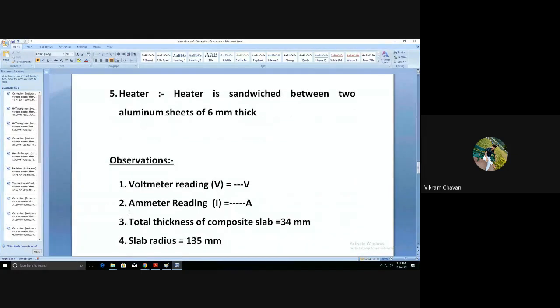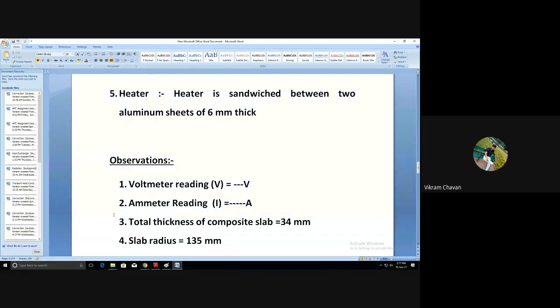Then the second thing is the thickness of the composite wall. The total thickness of one side of the composite wall is 34 mm: 12 mm MS plate, 12 mm bakelite plate, and 10 mm wooden plate. So the addition will be equal to 34 mm.